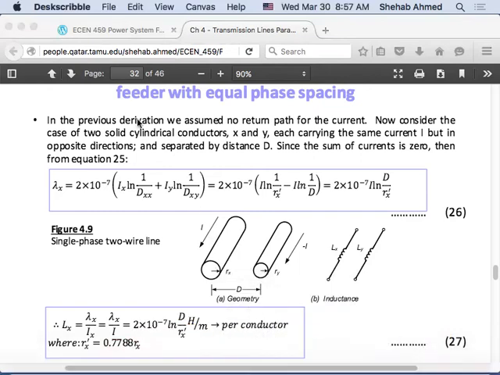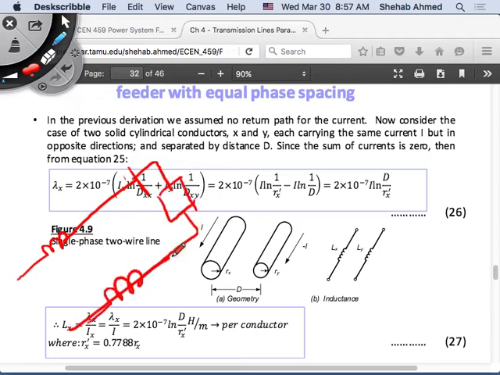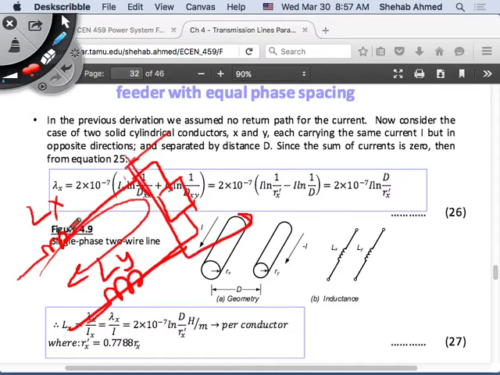This single phase circuit is feeding my load and then coming back. This is Lx, Ly. So what is the inductance of the transmission system? Forget about the load. The inductance of the transmission system is Lx plus Ly. Remember, you're trying to find your transmission line inductance. That's the whole objective, trying to find the transmission line inductance between 2 points.